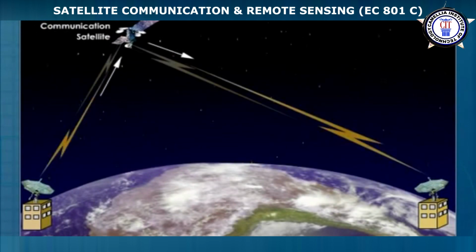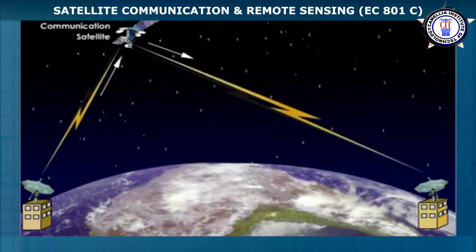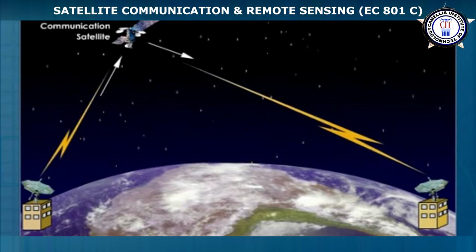Active communication satellites receive signals from Earth, amplify the signals and transmit them back to Earth. Nowadays, we use only active communication satellites.